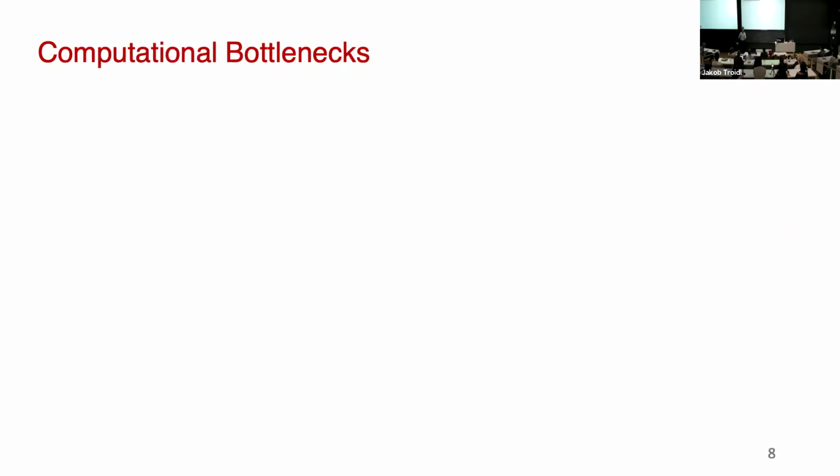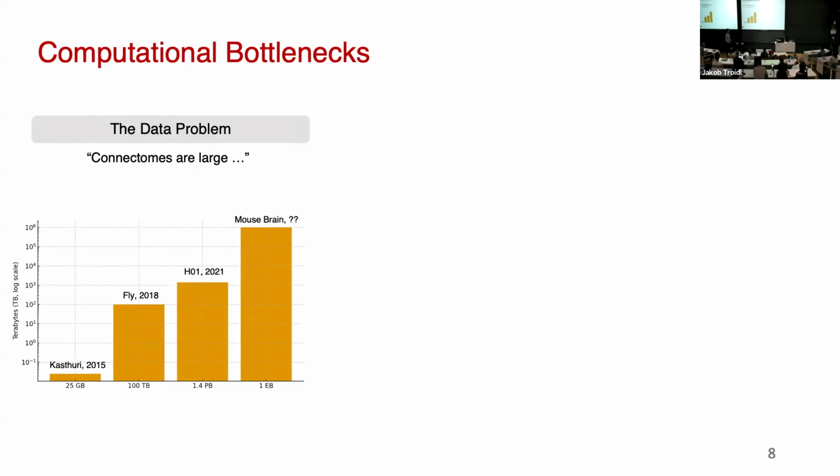Okay, so in order to achieve that goal, we first need to understand what are the current computational bottlenecks in connectomics. And I want to outline three of the most important ones today. So the first bottleneck is called the data problem. Connectomes are really large in terms of their data size. And I think it's fair to say that the size of connectomics data sets in terms of their memory requirements have grown exponentially over the past decade.